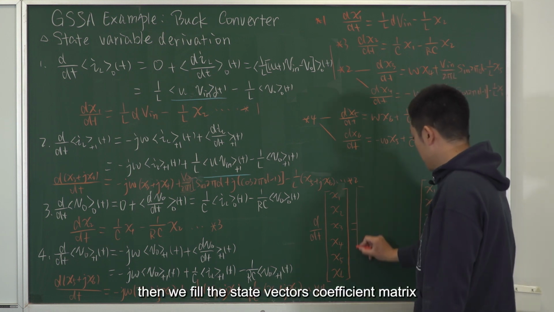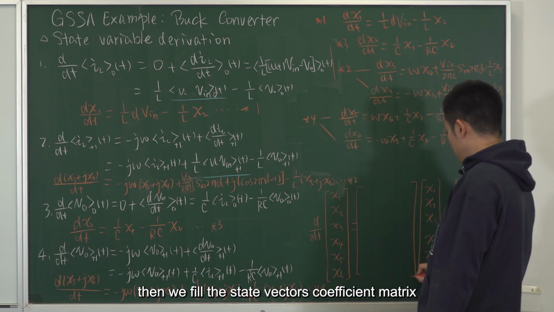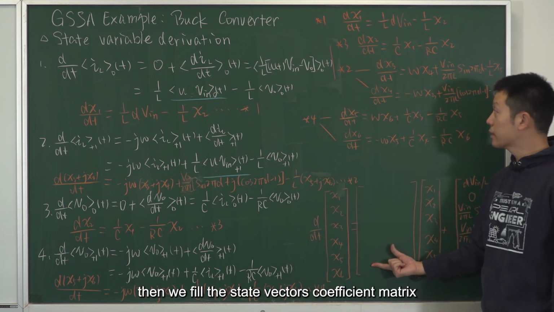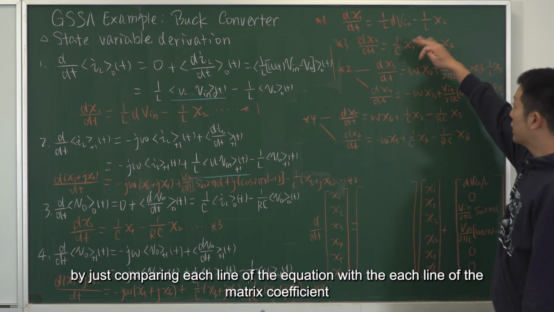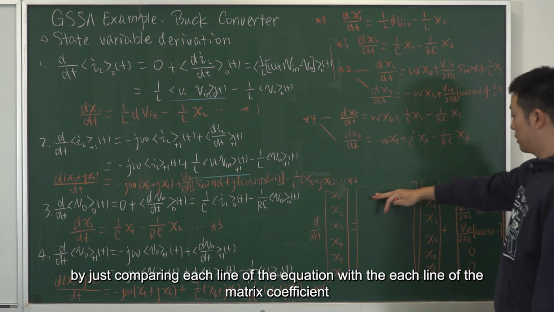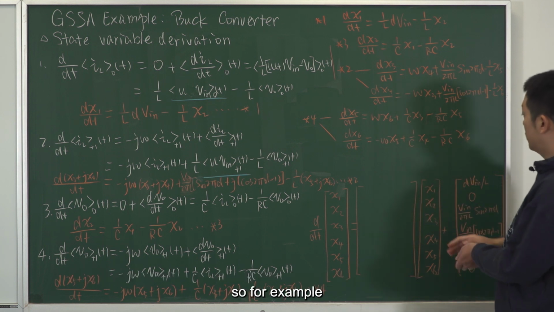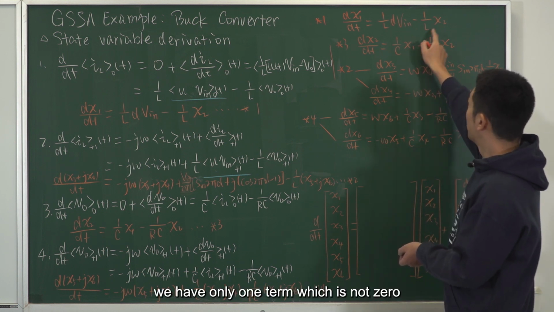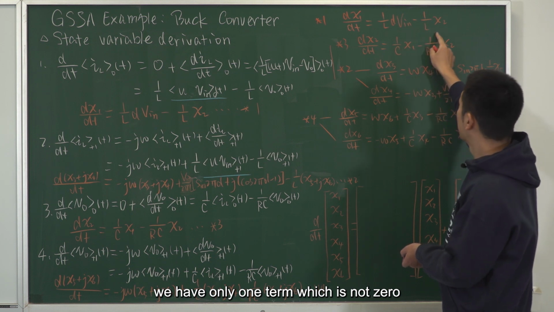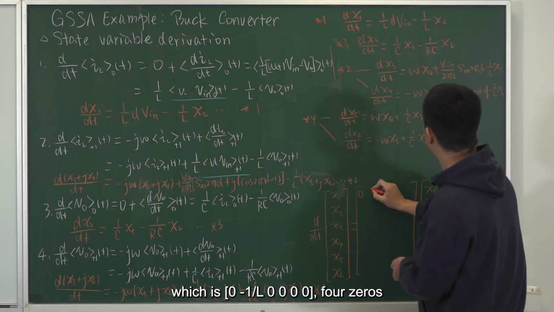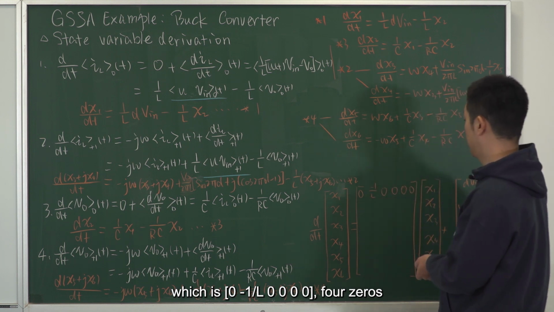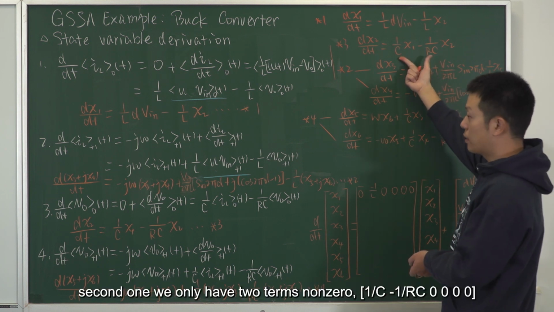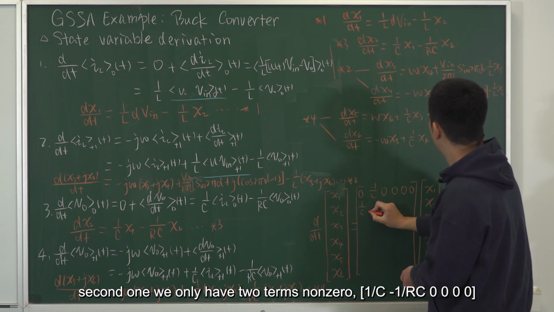Then we fill the state vector's coefficient matrix by just comparing each line of the equation with each line of the matrix coefficient. So, for example, the first line, we just fill it. We have only one term which is not 0, right? The x2 term, which is 0 minus 1 over L, and 4 zeros. Second one, we only have 2 non-zero terms, 1 over C and minus 1 over RC.